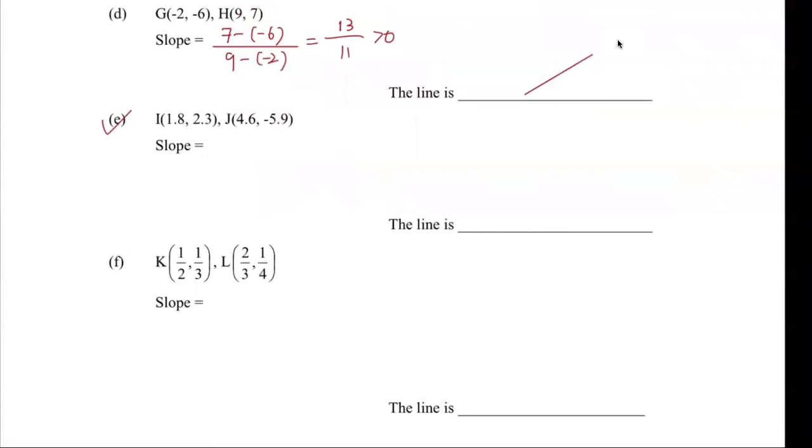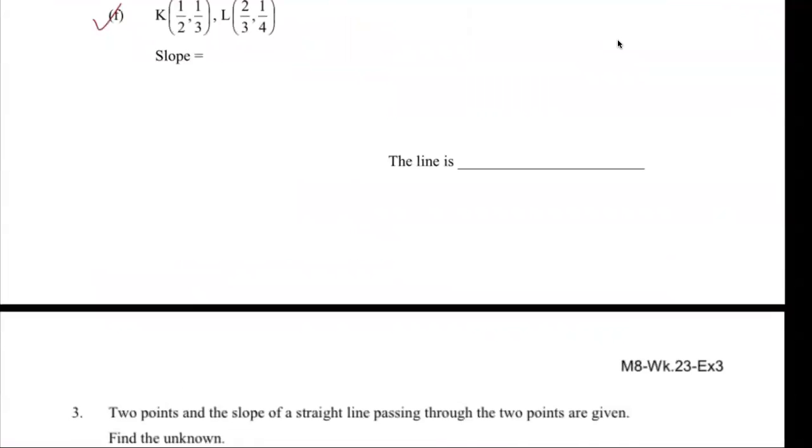So for E and F, there isn't much. It's not that different for parts E and F. So I'll leave those two to you. Okay, you just plug all the numbers in the slope formula. And if the slope is greater than 0, then it's upward to the right. Otherwise, it's upward to the left. Okay.